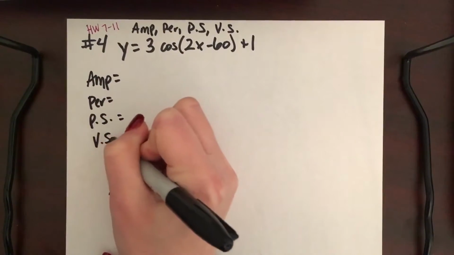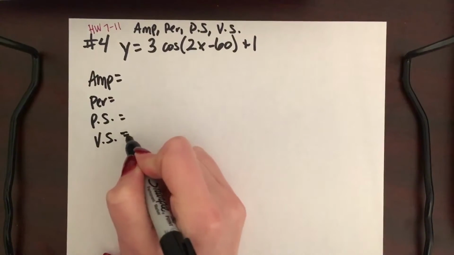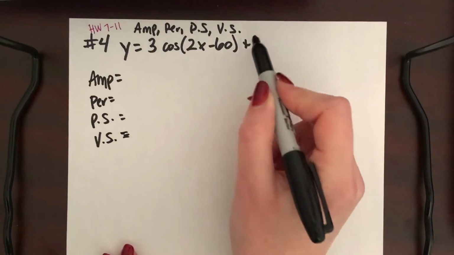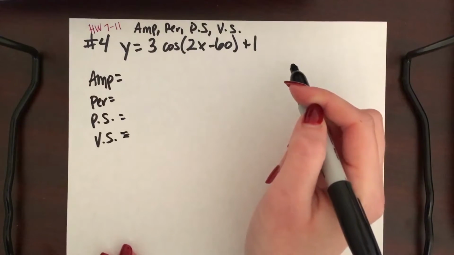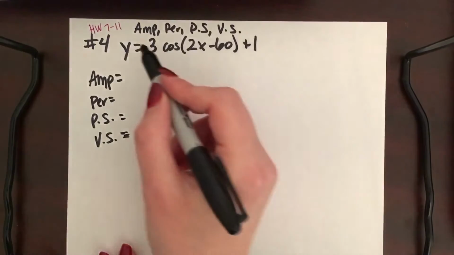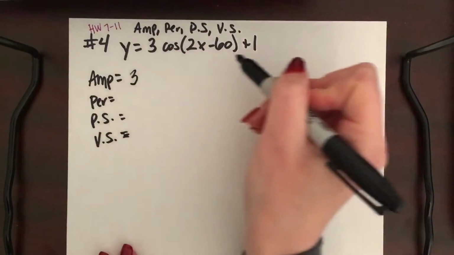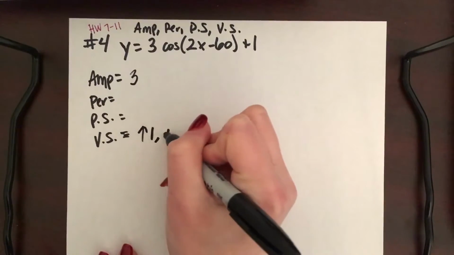And vertical shift. All right. Easiest ones first are the amplitude and then the vertical shift, which is typically on the end, but remember it can kind of trick us like it did in that last video where it had a number in the front that was being added. So amplitude's 3, vertical shift is up 1, or you could say plus 1.